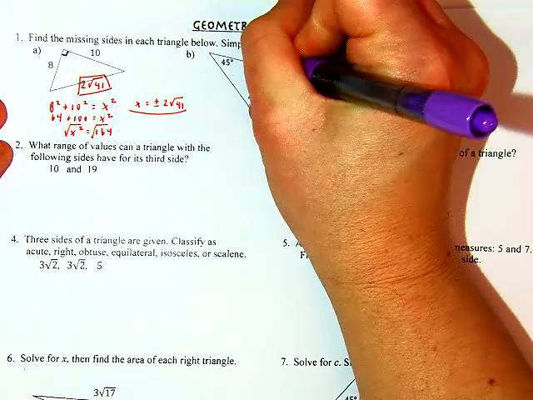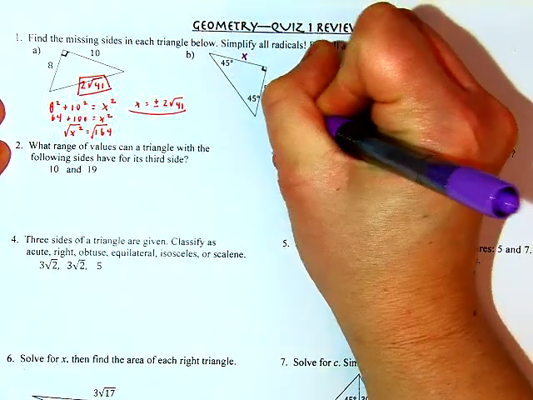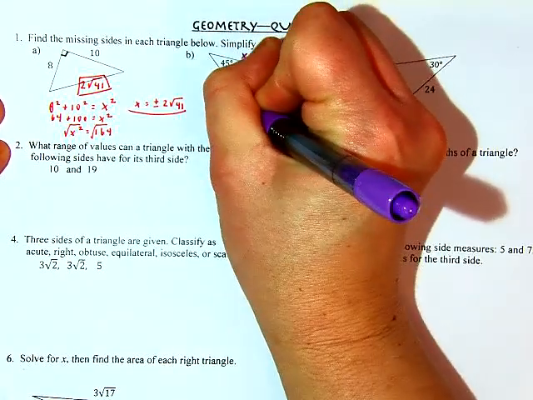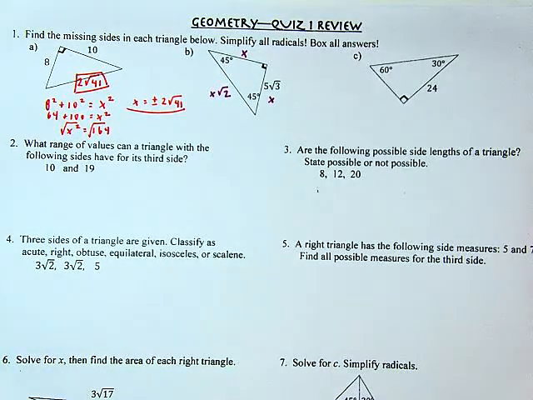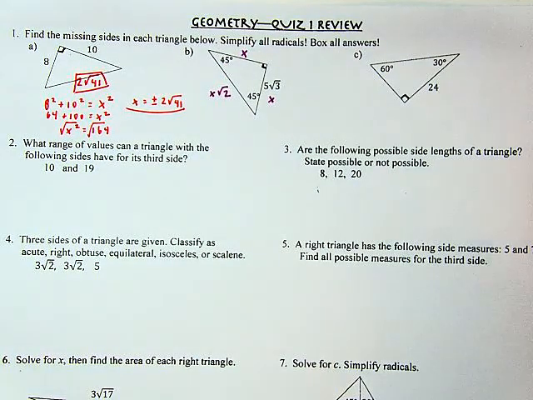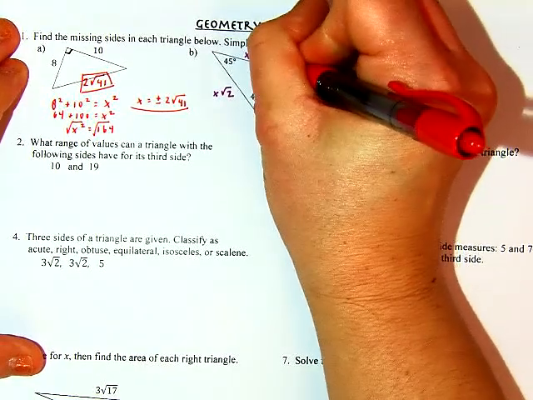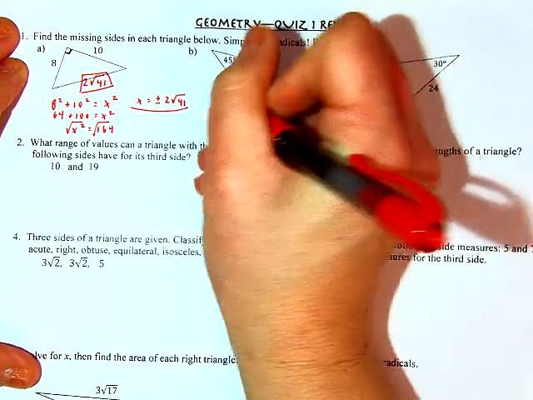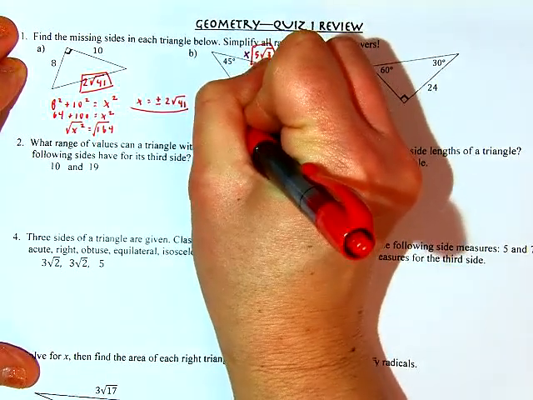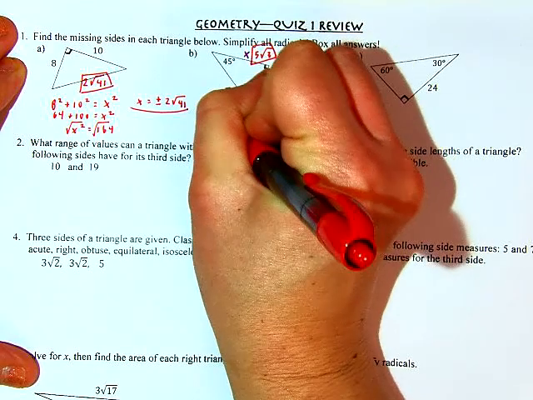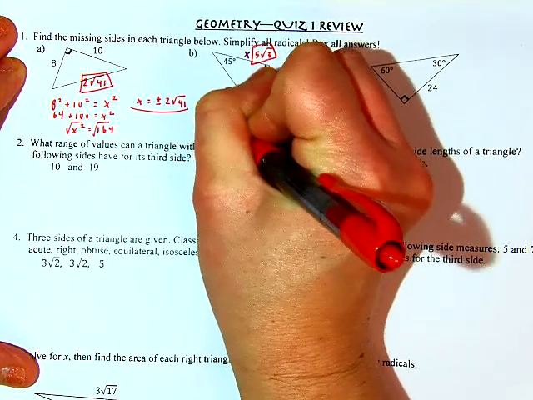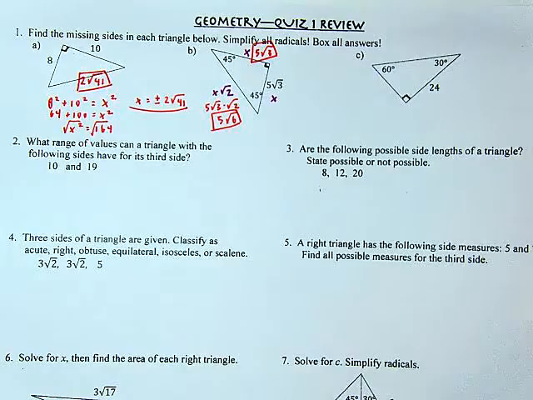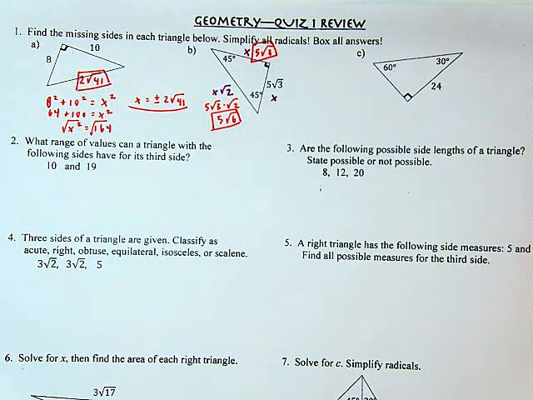So the two legs are x, and the hypotenuse is x root 2. So then my other leg here has to be 5 root 3. And then I'm multiplying that 5 root 3 by root 2 to get 5 root 6. So my missing hypotenuse ends up being 5 root 6.